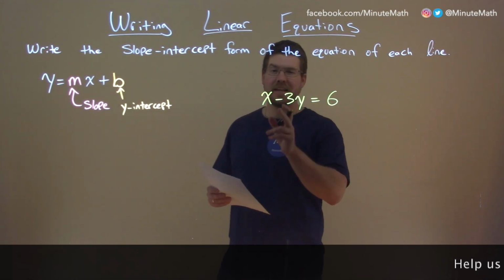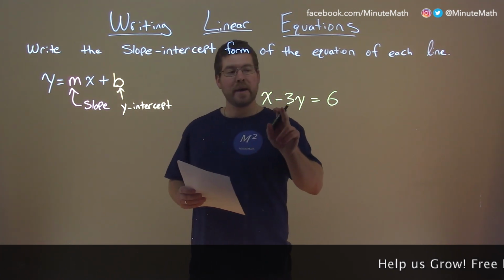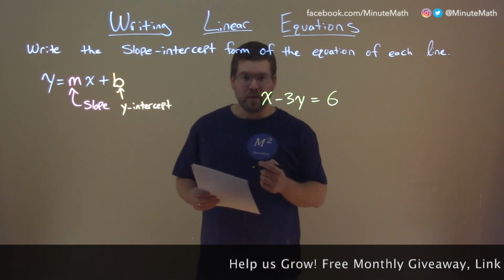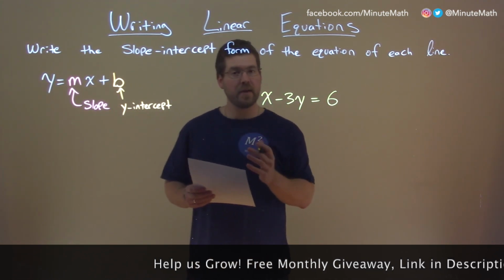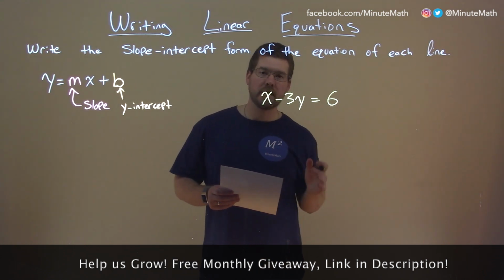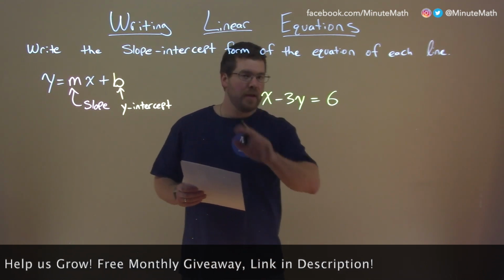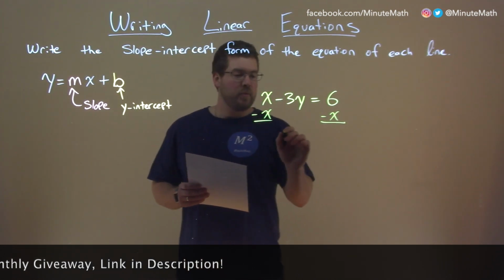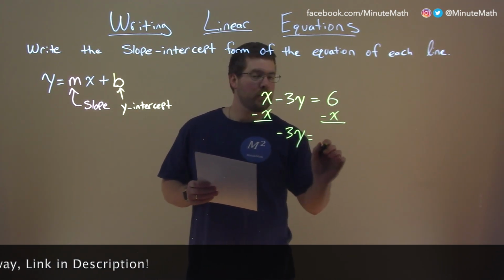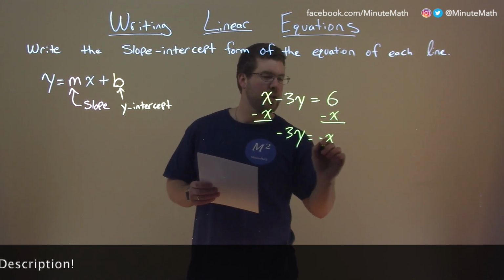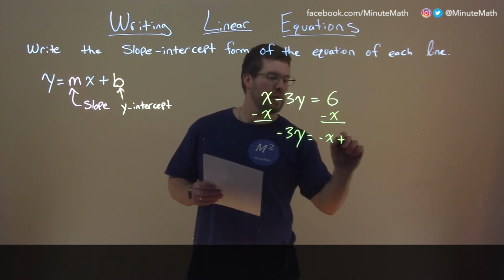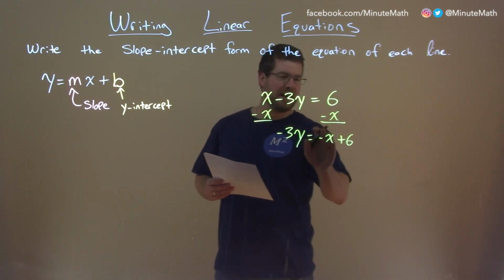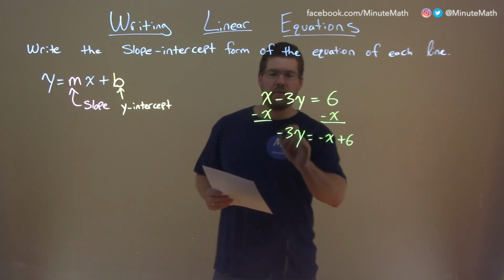If I was given this equation, x minus 3y equals 6, and I want to write that in slope-intercept form. First thing to think about, again, get y by itself. To do that, we have an x here. Let's bring the x over. Subtract an x to both sides, and we're left with negative 3y equals, let's write the negative x first. Negative x, now it's a positive 6, plus 6 there. Okay? Again, not like terms, can't really combine them, so keep them separate.